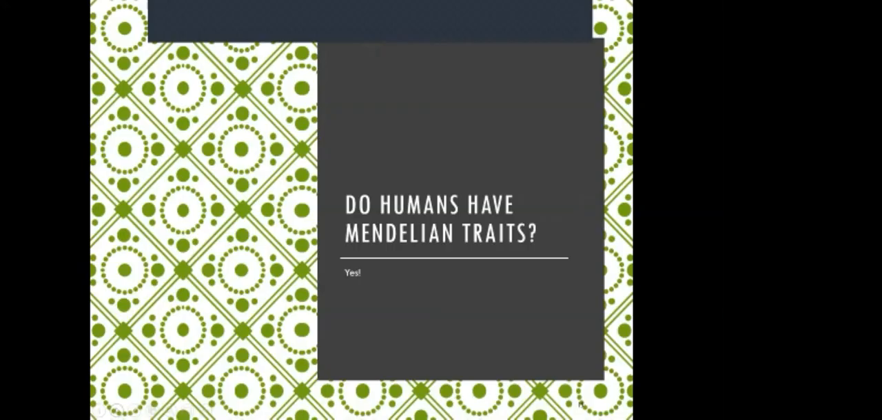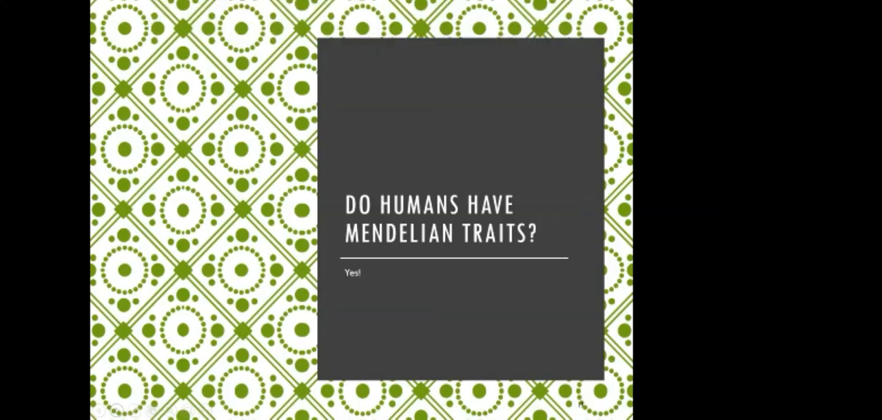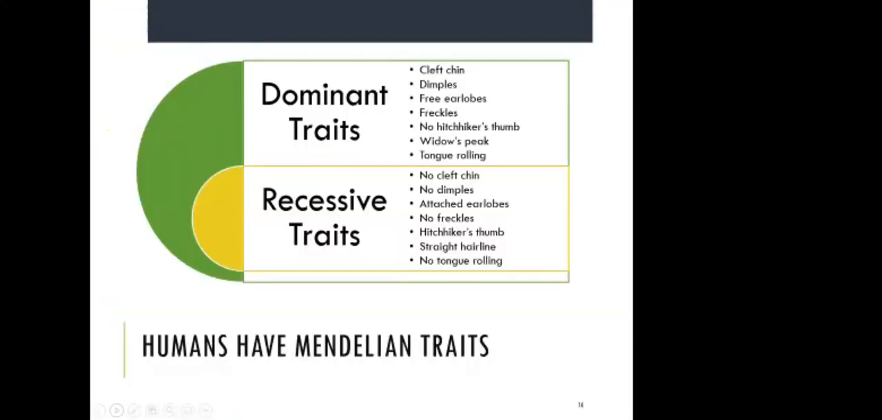Do humans have Mendelian traits? So we've talked about Mendelian traits primarily in pea plants. Does this occur in humans? Yes, it does. Okay, so we do have Mendelian traits, and here are some examples of Mendelian traits.